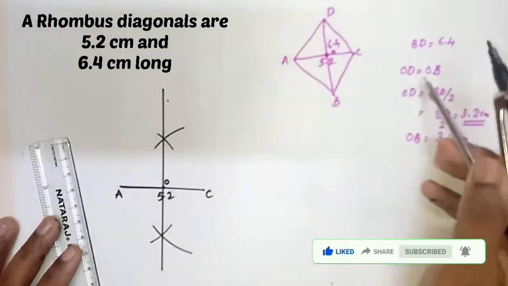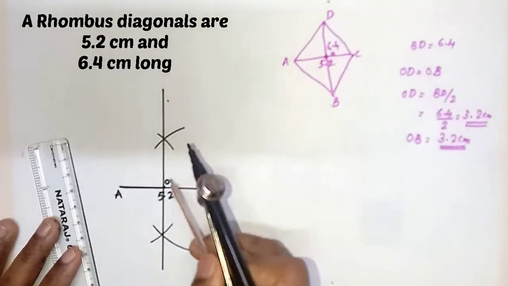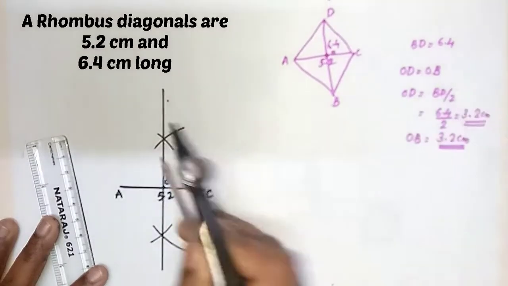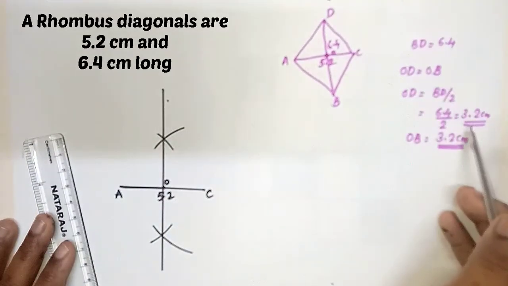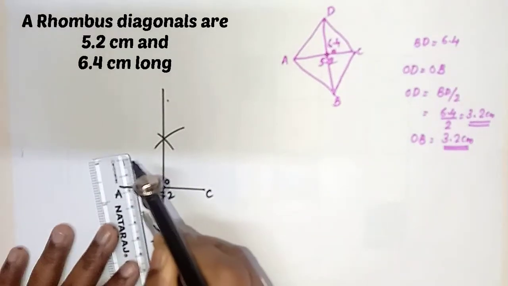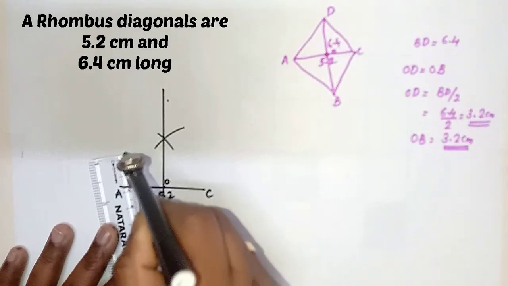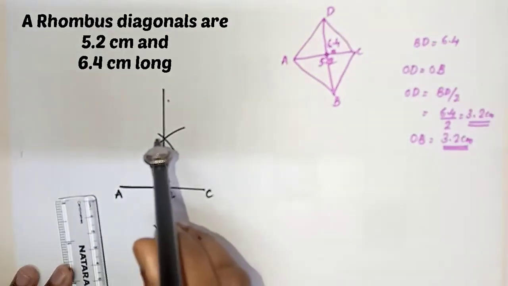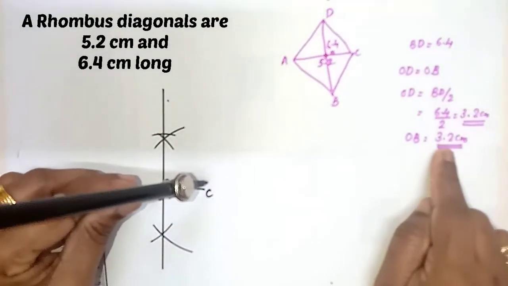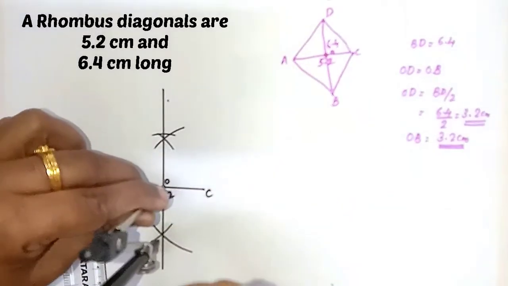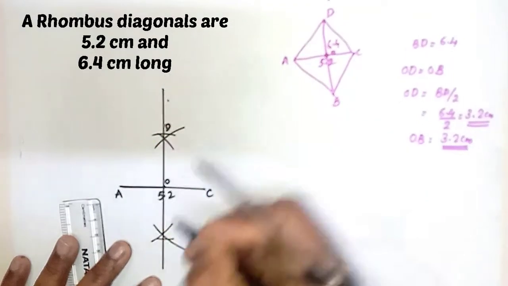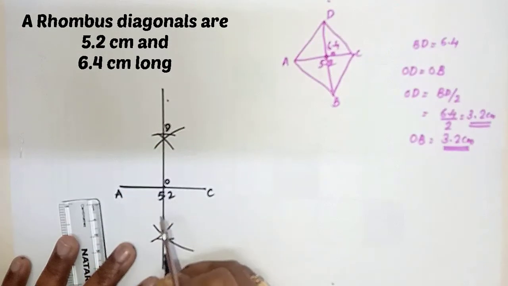Now we know OD is equal to OB. That is, D is somewhere here and B is here. The point D is 3.2 centimeter away from O. You can take 3.2 here. So with center O, draw an arc here. Then B is 3.2 centimeter away from O. Down also 3.2. So this point is D, here D and here B.